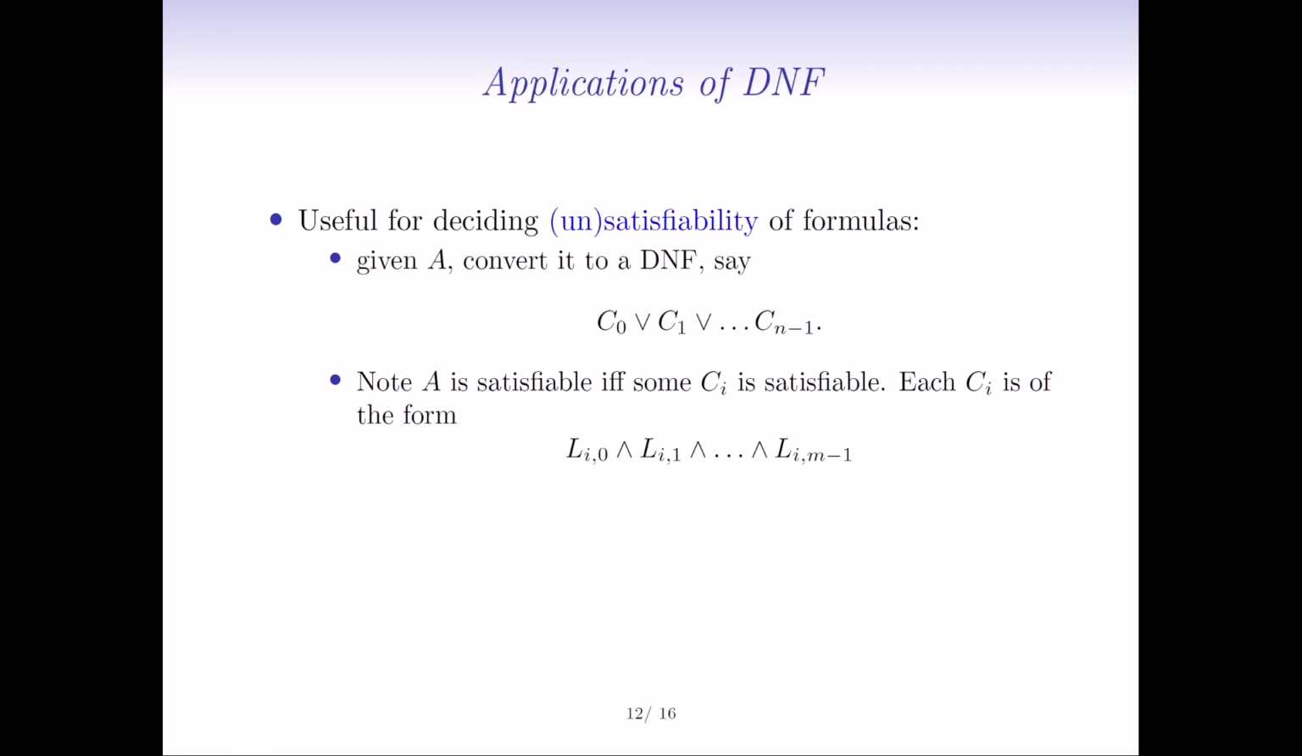Now, if we look at the structure of each of those conjunctive clauses, well, it's a conjunction of literals. I've given these literals two indices, i, to remember that it's from the conjunctive clause Ci, and then within that 0, 1, all the way up to m minus 1. So I'm thinking that this Ci has got m literals in it. Now, how can we decide whether or not that conjunctive clause is satisfiable? Well, actually, we can notice that it is satisfiable if and only if there are no pairs of literals in it of the form P and not P.